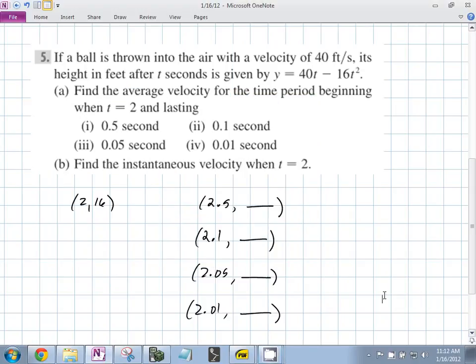Does that clear up the question for you now? Yeah, pretty much. The time period lasting. So what is this going to tell you? Find the instantaneous velocity. This gives you a path. You're getting closer and closer to time equals 2.